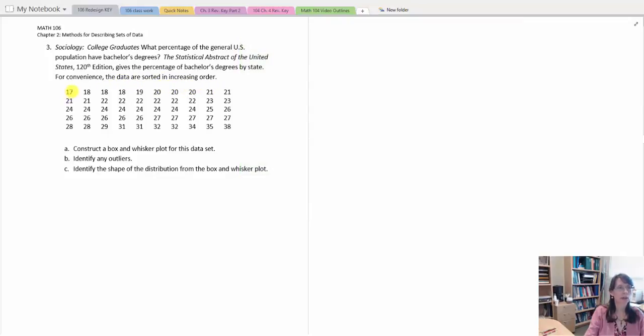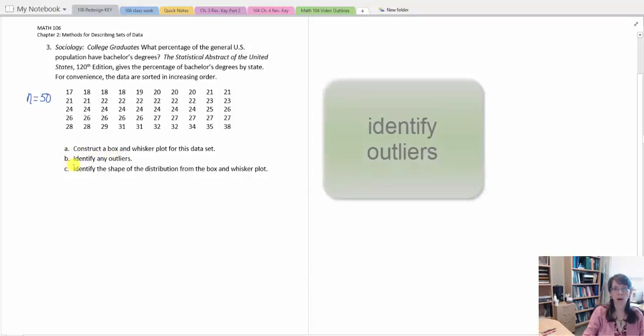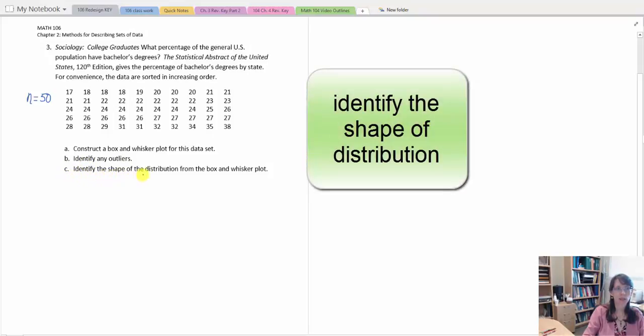So we have a percentage for each state. We've got 10 across, 5 down, so we know we have 50 measurements. And we're going to be doing 3 things. We're going to first construct a box and whisker plot for this data set, which is also known as just the box plot. For part B, we'll identify any outliers. And last, we'll identify the shape of this distribution from the box and whisker plot.